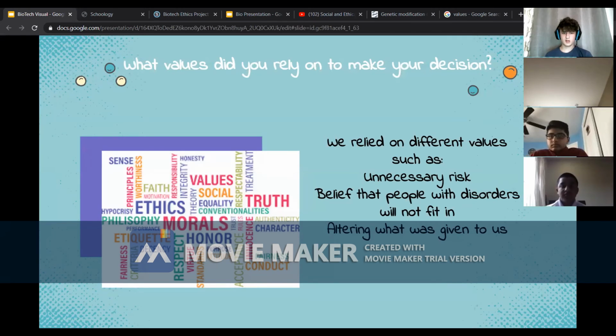What values did we rely on to make our decision? We utilize many different values in order to come to the conclusion that germline gene therapy is unethical, while somatic cell gene therapy is ethical in certain situations. Using different sources, we gathered scientists' data and used charts that reflected our views. We were able to come to the conclusion that was stated above.